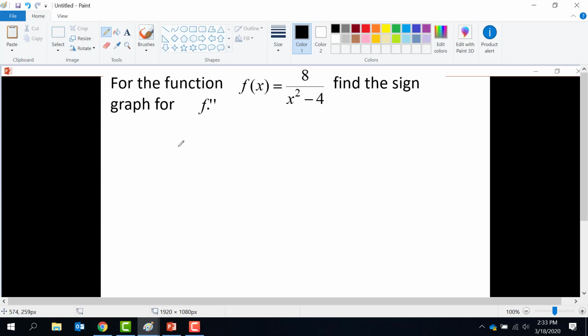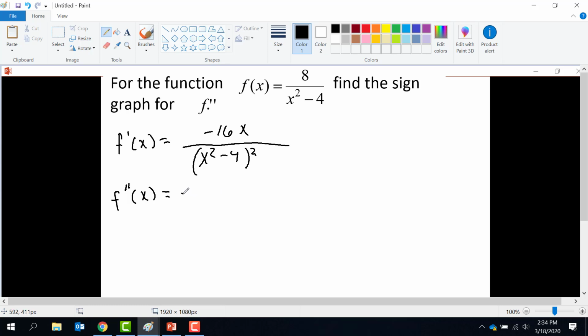So again, finding the second derivative, we're going to start where we left off. The first derivative was negative 16x over (x squared minus 4) squared. And rather than expanding the bottom, we'll show you a little trick that's going to help us here. We're going to find the second derivative by leaving the formula as it stands. And then we're still going to use the quotient rule because we still have a quotient. The derivative of the top is negative 16. The bottom gets left alone: (x squared minus 4) squared.